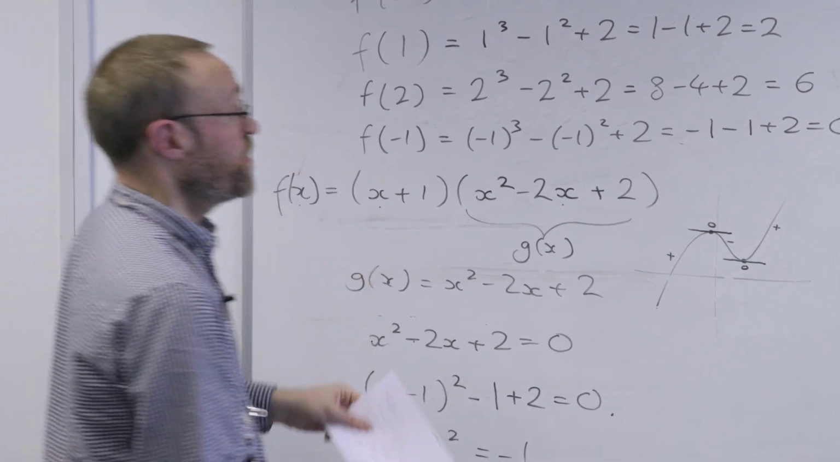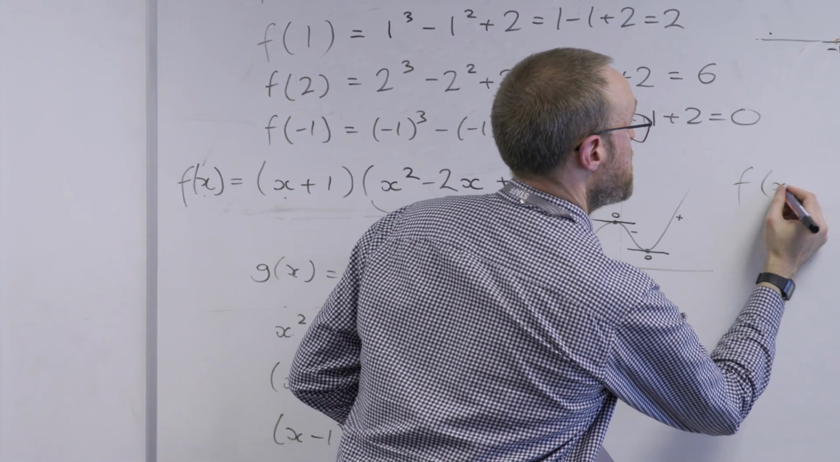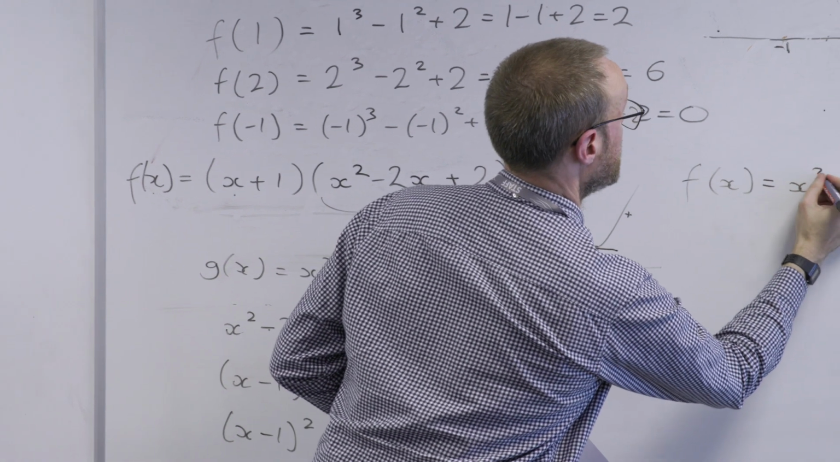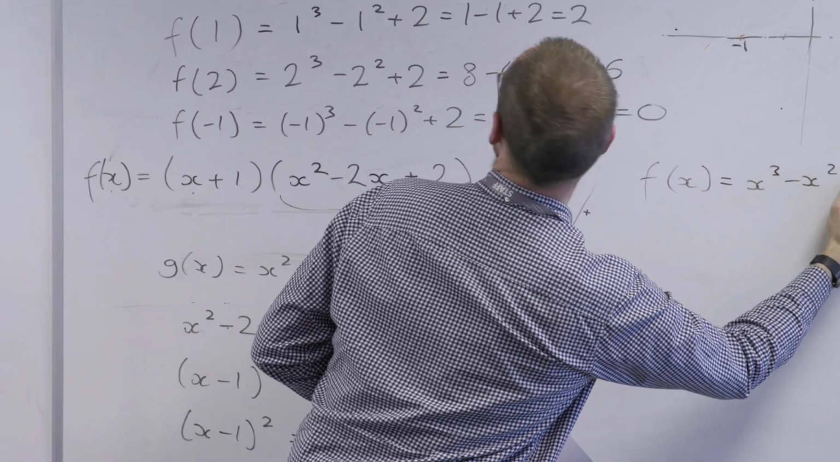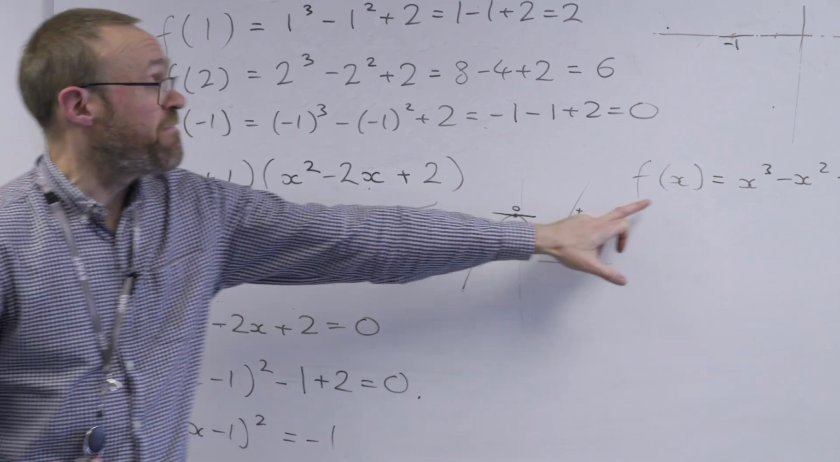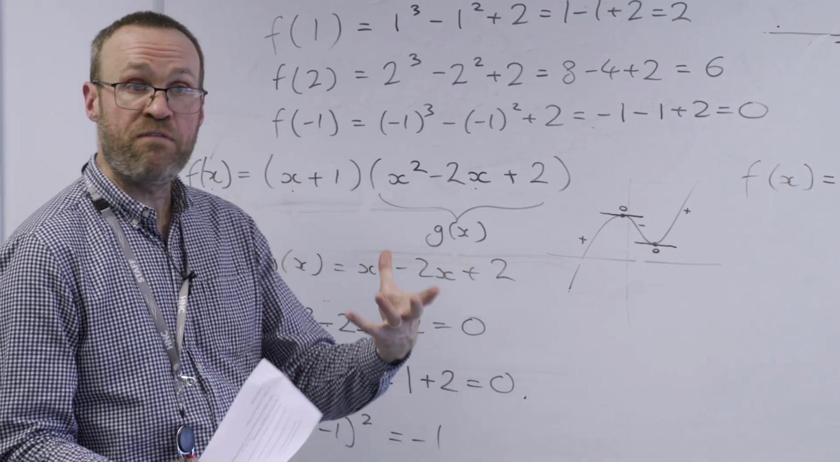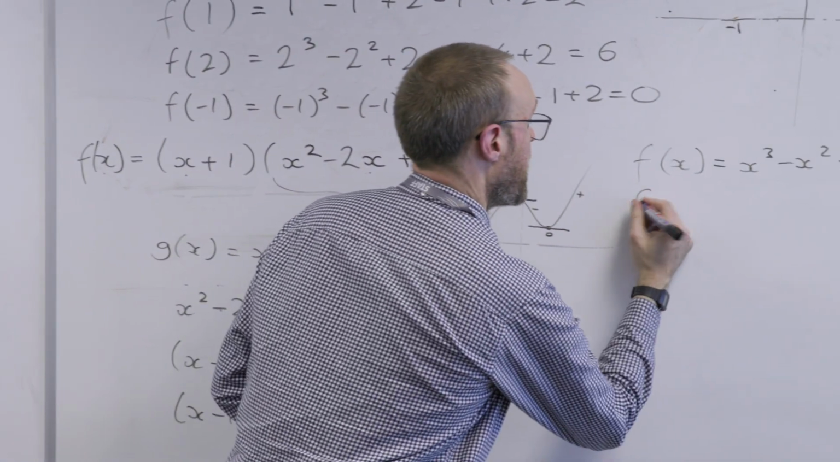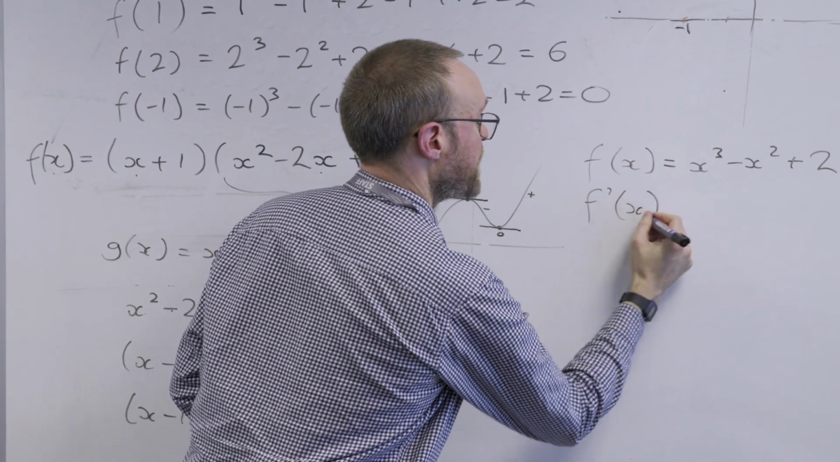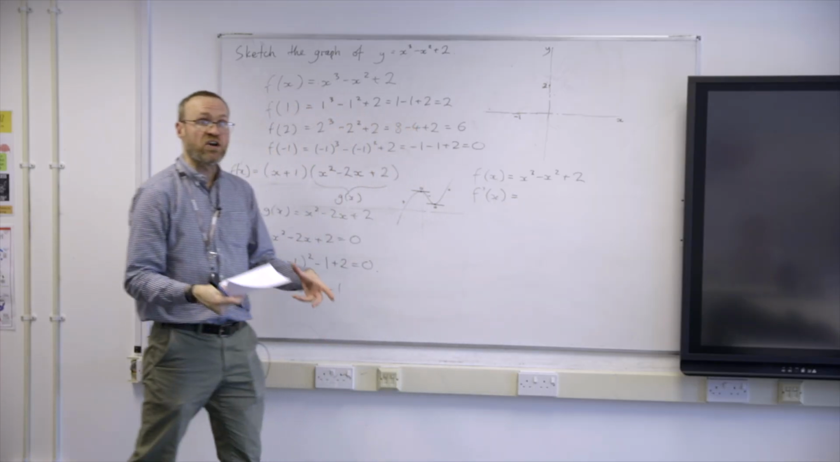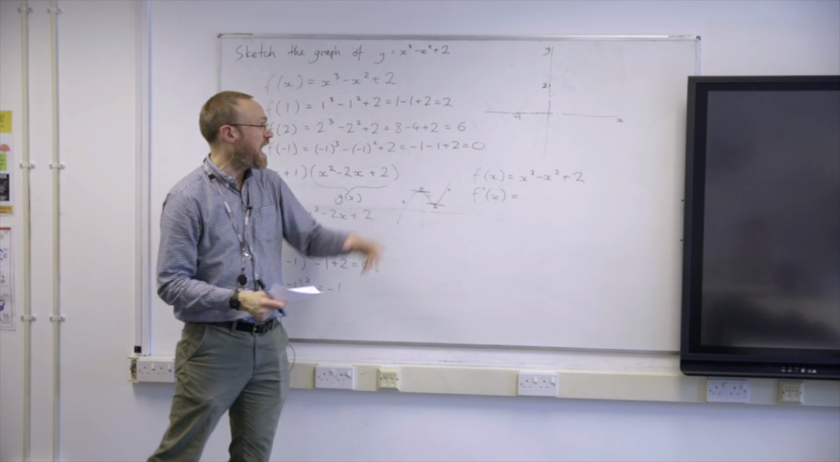So what I do is I generate what we call the gradient function or the derivative of f(x) using a process called differentiation. And we write that like this. f prime x is how we say it. So this is going to be the gradient function of f(x).